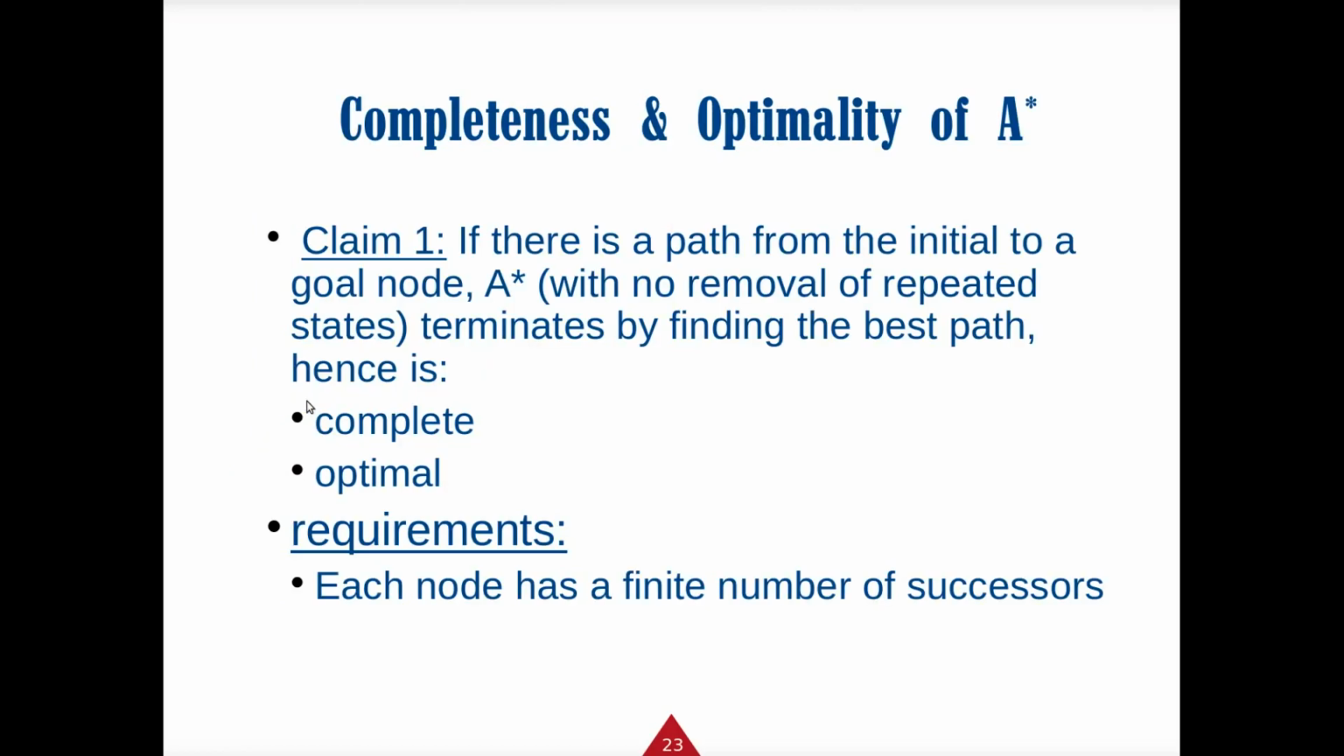And so for completeness, basically there's a claim that if there's a path from the initial node to the goal, A star with no removable repeated states, terminating at the first best, is both complete and optimal. And basically each step has a number of successors.